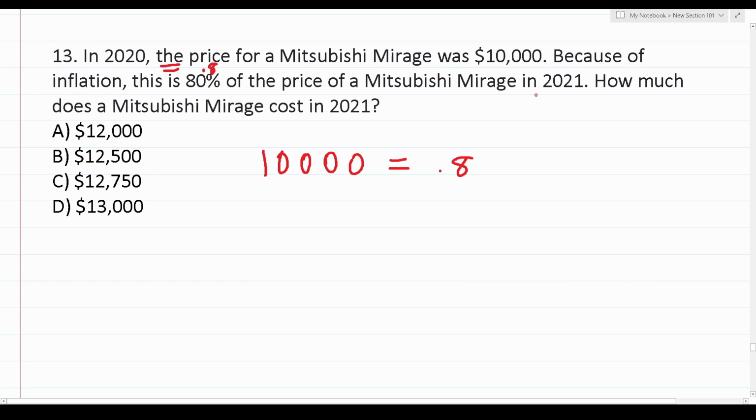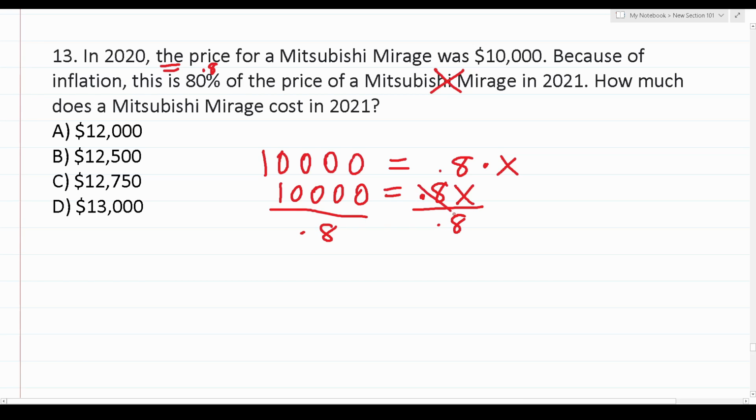How much does a Mitsubishi Mirage cost in 2021? Well, that's an unknown value. And in math, you typically represent unknown values with letter variables. So I'm going to call the price of a Mitsubishi Mirage in 2021 X. So that makes this 10,000 equals 0.8 times X. And we can clean this up to be 10,000 equals 0.8X. All right. And now we're just solving for X, which means we're going to divide both sides by 0.8. This will cross out here, leaving you with just X on this side.